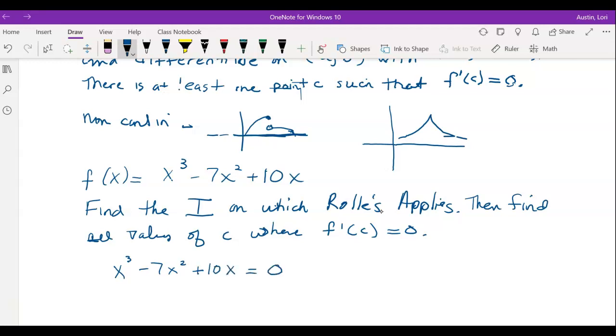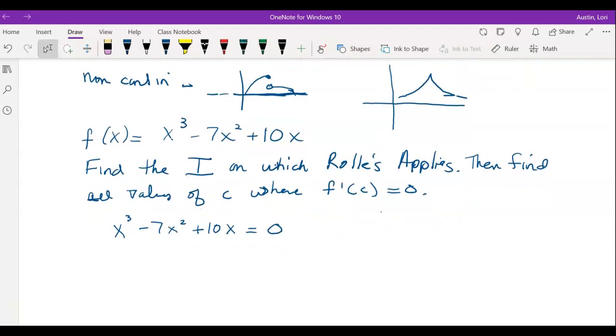Okay, but again, you can find any interval you want. This is the easiest way to find an interval. So let's get some C values. In other words, let's find some values such that they all equal 0. How do I do that?